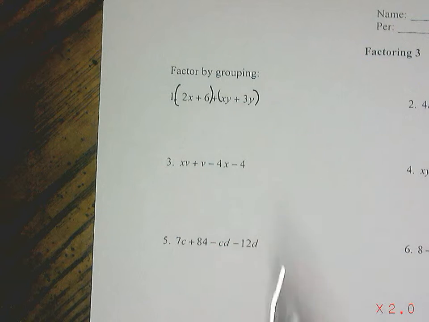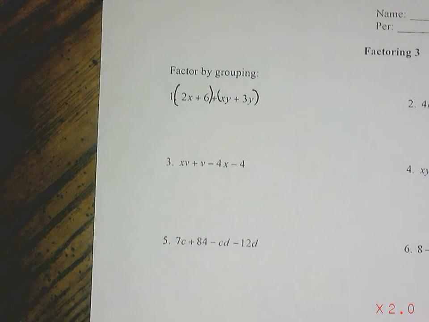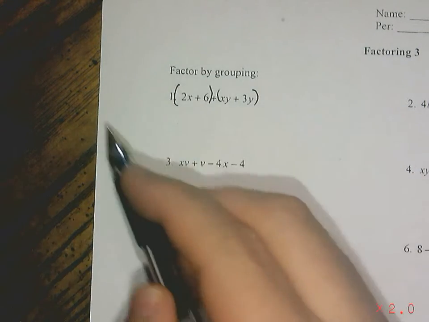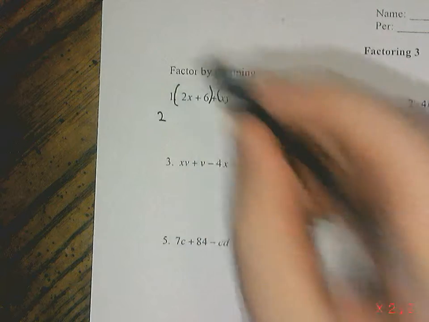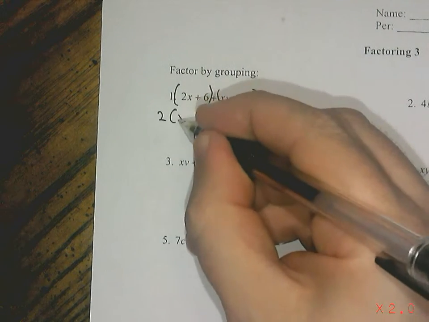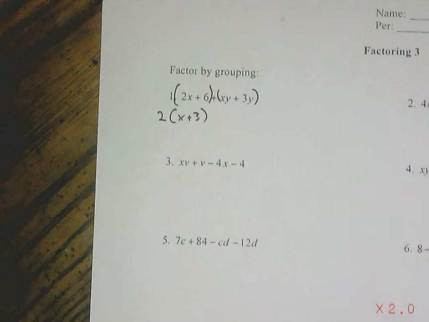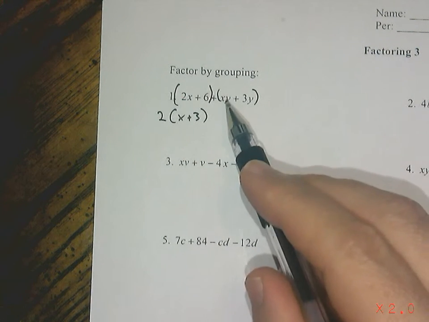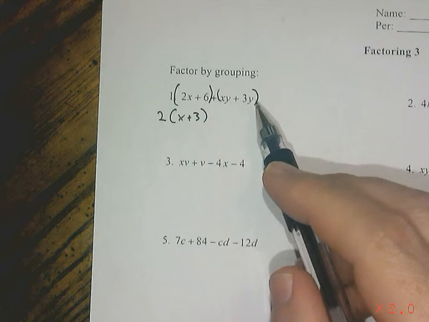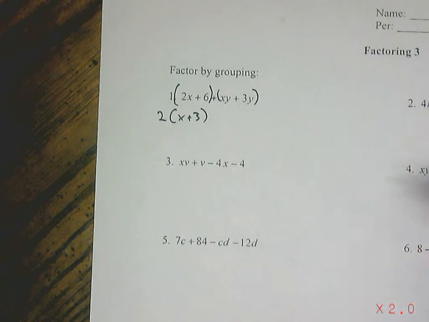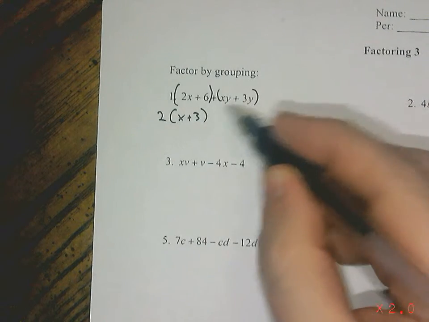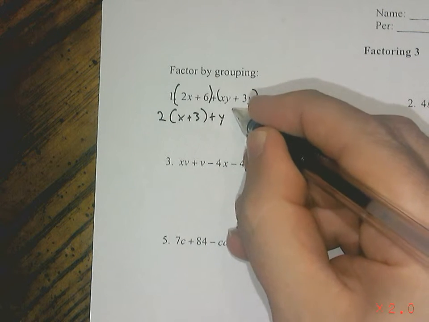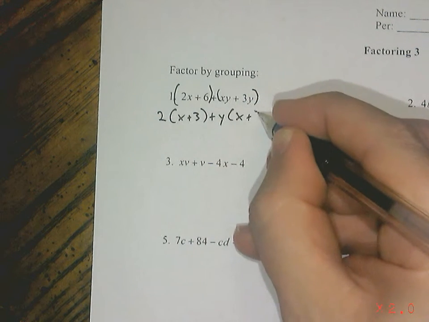I got 2x and then plus 6. 6 could be rewritten as 2 times 3, right? So there's a factor of 2 in each of those. So I take out the 2, put it in front, and that's going to leave me with just an x and a plus 3. Okay? Then I look at my second group, and I've got a y in each, and 3 is already a prime number. So the only thing that I have a common factor of is just the y in each one. So I can write that as plus y times (x plus 3).